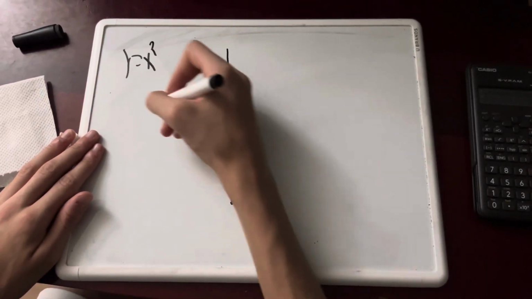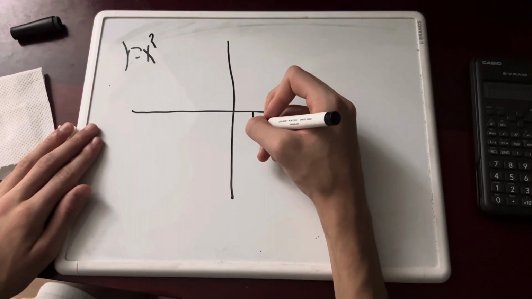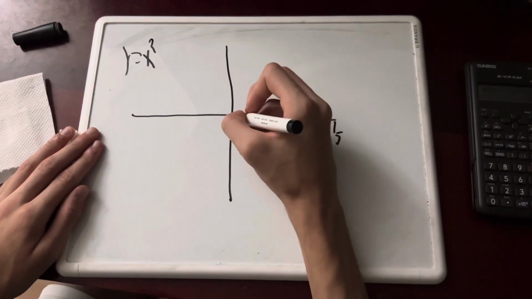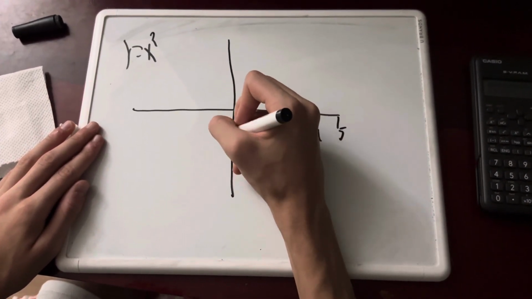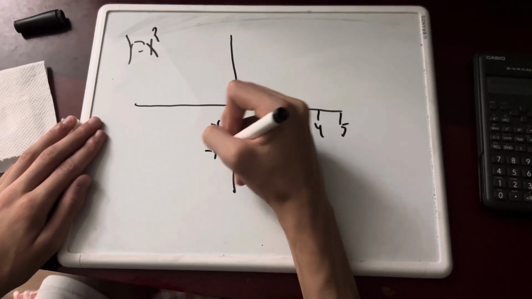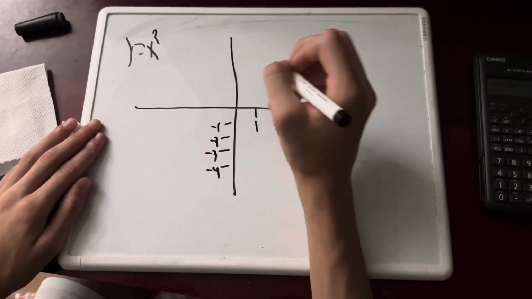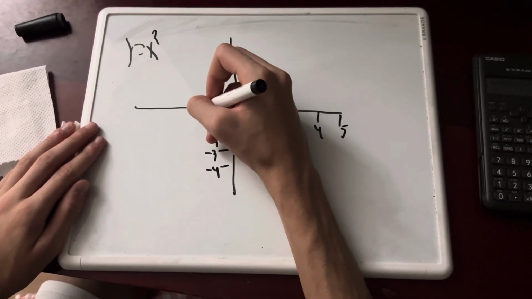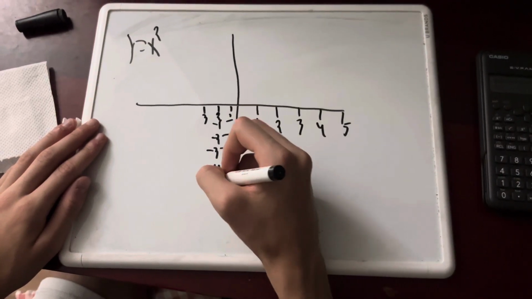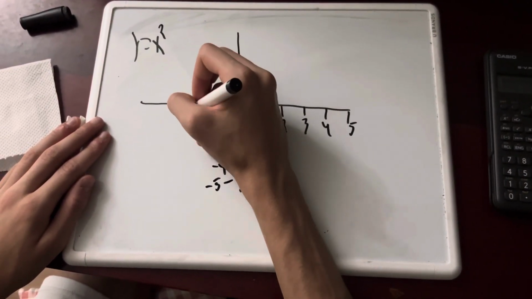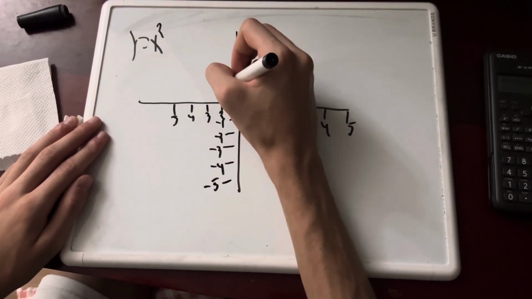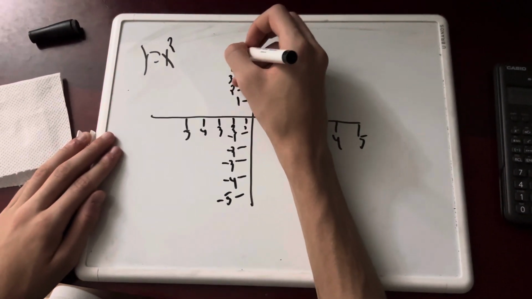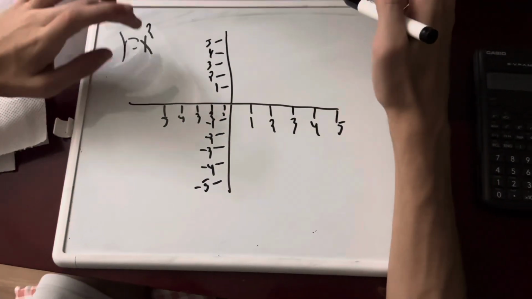So if we have our coordinate plane, let's label the axes: 1, 2, 3, 4, 5, and -1, -2, -3, -4, -5, on both the x and y axes. So it's the same concept, right?